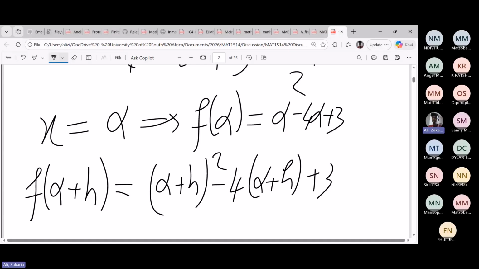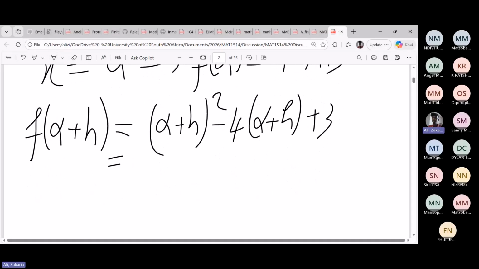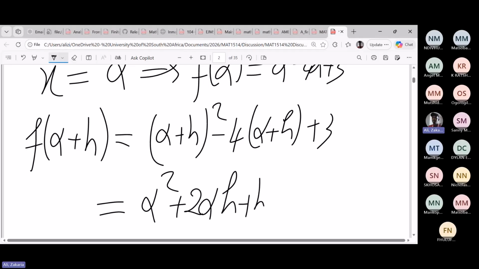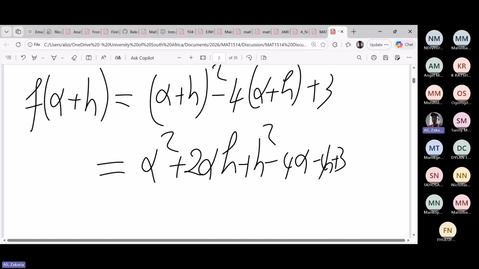Then you can break it down using the normal identity. The normal identities are when you have x plus y squared. We are taught clearly in high school that this can be evaluated using some identities, which gives, let's say, alpha squared plus 2 alpha times h plus h squared, then minus 4 alpha minus 4h, and then plus 3. So you can see that for a function, you can also evaluate f of alpha plus beta plus h, and so on, f of minus 3, f of 0, and so on.